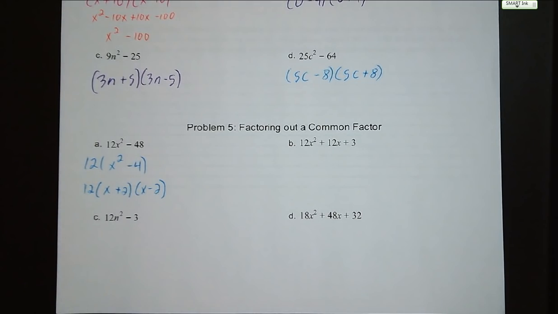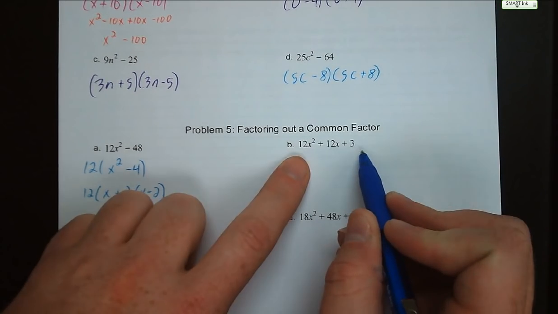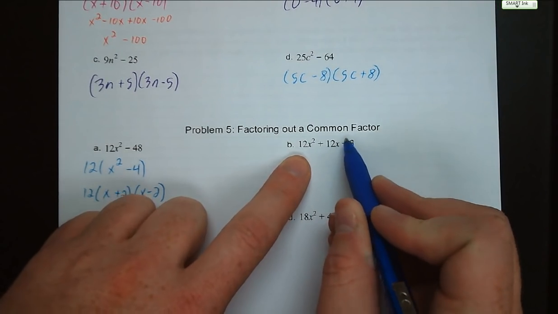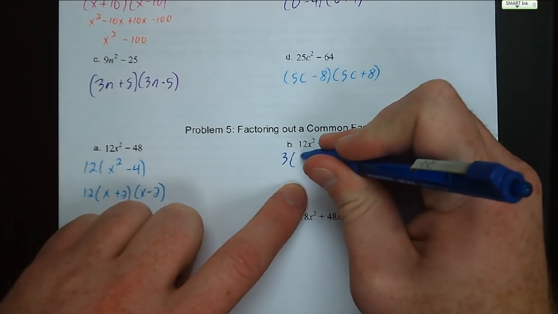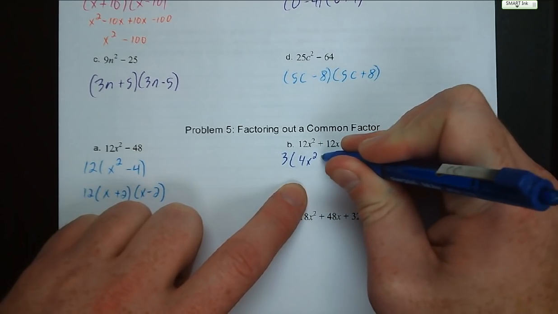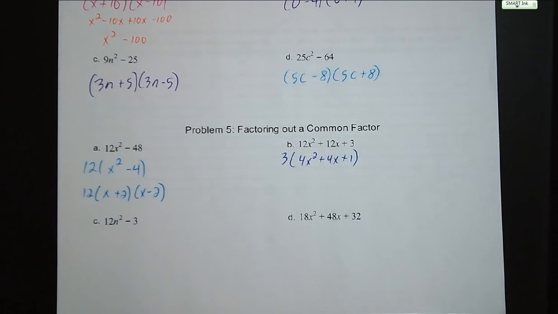Okay. Letter B, we've got 12x squared plus 12x plus 3. So if we're looking for common factors in that one, well, 12, 12, that's common, but we only have a 3 there. So we can only bring out that factor of 3. So we have 3 times the quantity 4x squared plus 4x plus 1. Well, it's not a difference of two perfect squares because we have 3 terms there.